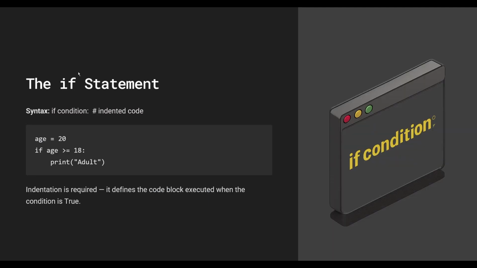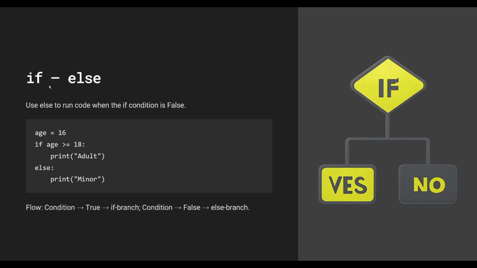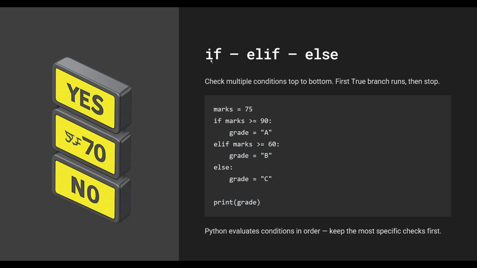Now there are mainly three kinds of conditions in Python. First we have the if condition, then the if else condition, and after this we have if else if, or in short we write it as elif. In Python we have this term called elif, which makes it very easy to write small code.